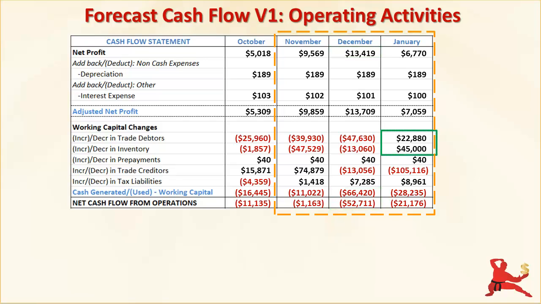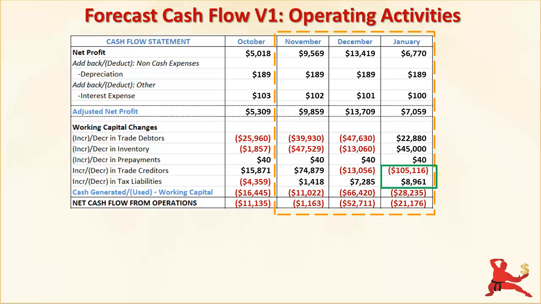Based on our assumptions about debtor collections, we expect to receive payment from November credit sales during January. These are the debtors who usually pay us somewhere between 30 and 60 days instead of 30 days. Those collections will exceed the increase in debtors from January credit sales. So that's a positive cash flow effect from debtors this month. Likewise, we are running down inventory during January. So that's got a positive cash flow effect as well.